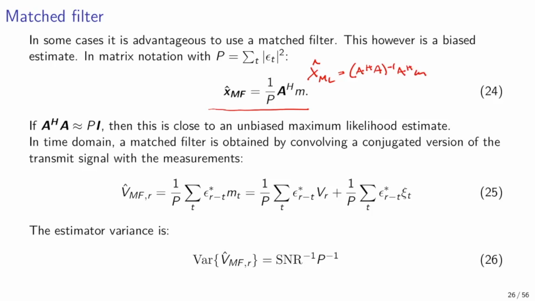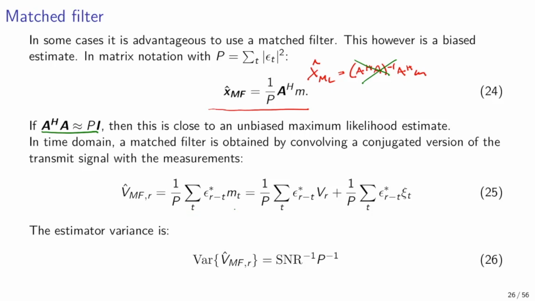The main difference is that this estimator is missing the A conjugate transpose A inverted part, which would be needed in order to make this estimator unbiased. However, for good radar transmit codes, A conjugate transpose A is close to a scaled identity matrix, in which case both the maximum likelihood and the match filter produce a similar estimate.